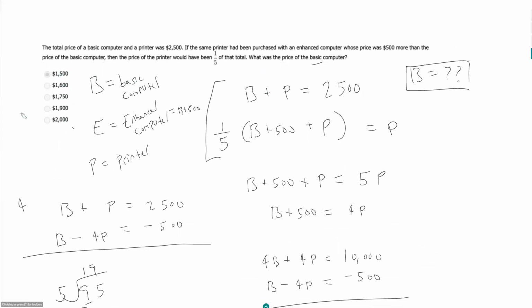This is a good question for your translating skills, specifically this part right here. So always think, if they're giving you an equation, they are saying two things are equivalent to each other. So think to yourself, what are the two things they are telling me are equivalent to each other? 1/5 of this new total that they gave us is equal to the price of the printer. And then you just have to write out each of those individual expressions.